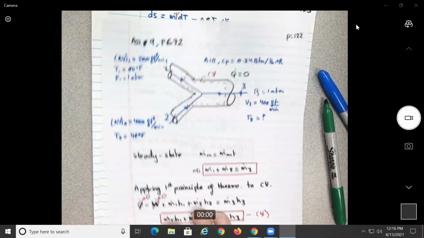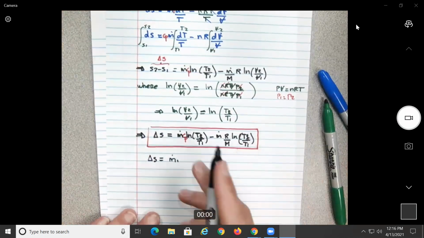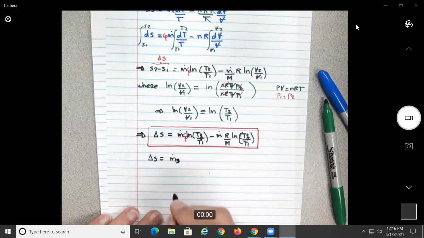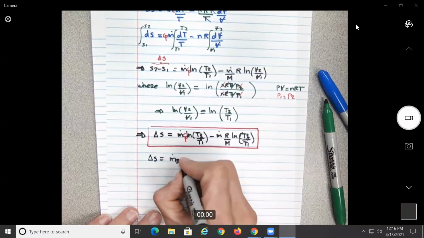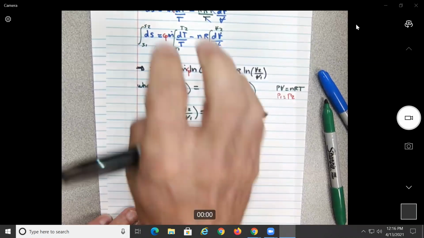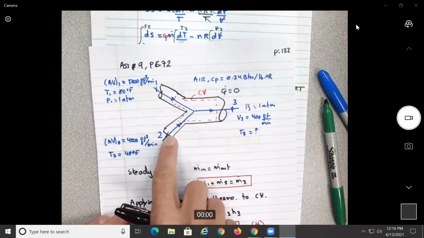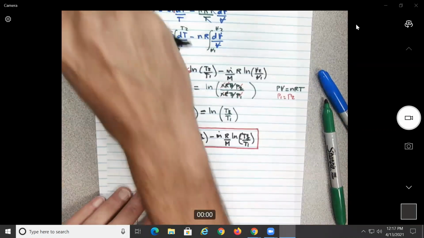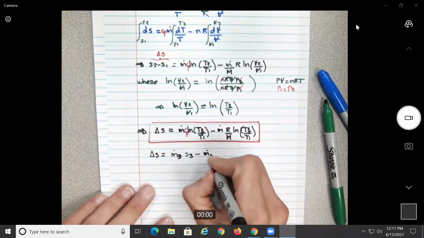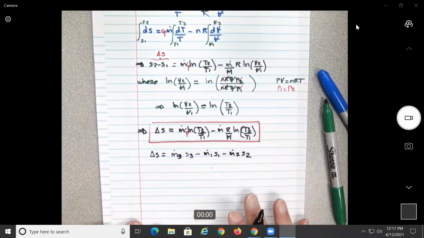Okay, so to me that will mean what? How much we have at the end? We have m dot 3 S3. This is how much we have at the end, minus how much we have at the beginning in this tube and how much we have at the beginning in this tube. Does that make sense? So minus m dot 1 S1 minus m dot 2 S2.